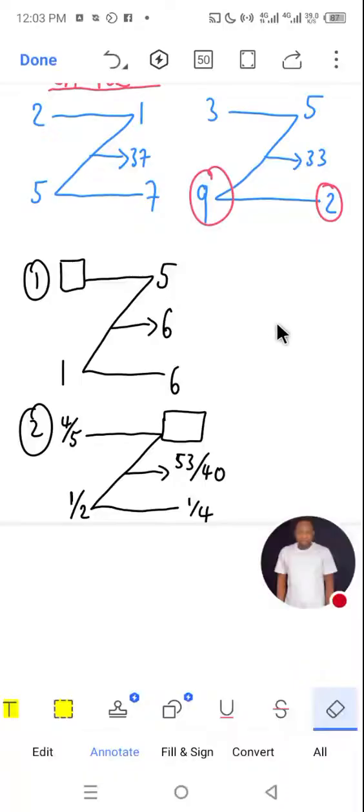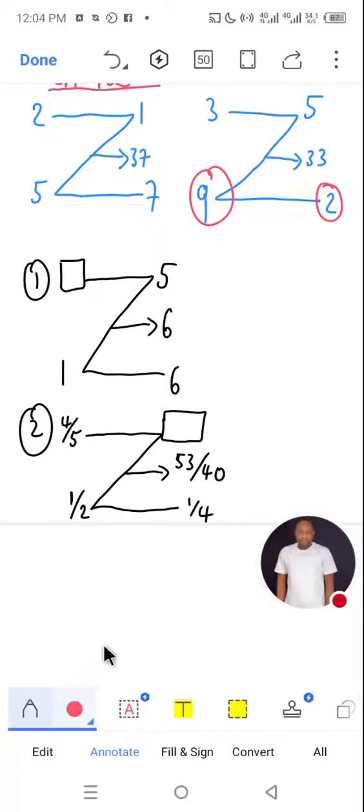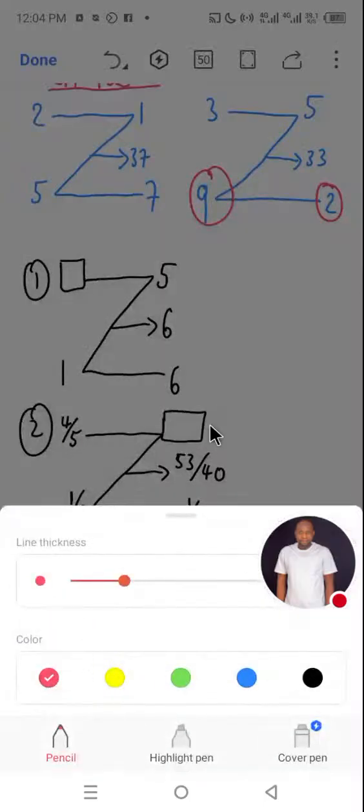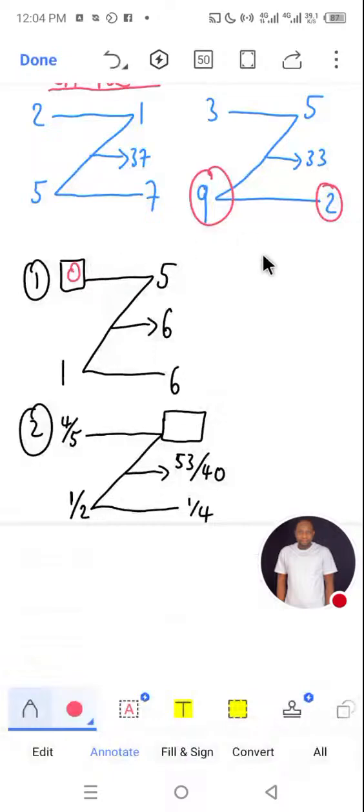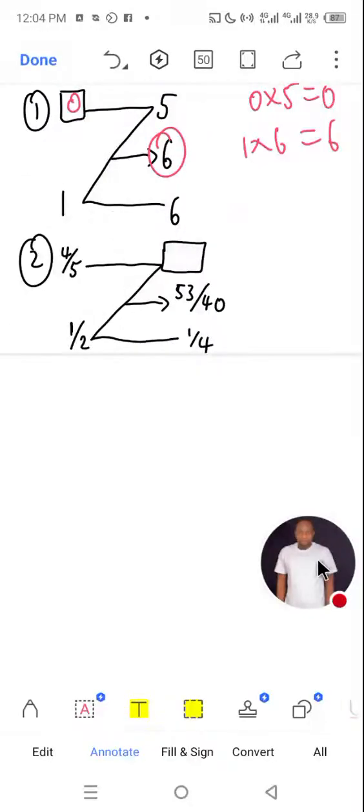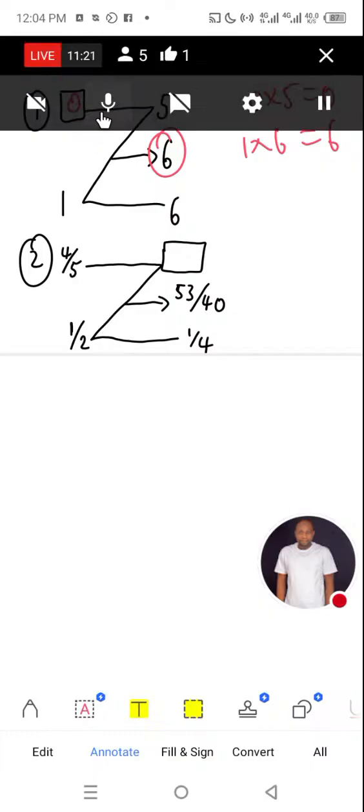Number 1 is 0. Are you sure number 1 is 0? Who else is going to give us the answer? If you put 0 here, I think you are right. 0 times 5 is 0, and then 1 times 6 is 6. So 6 plus 0 is 6. That is correct. Number 1 is 0. Okay, let's go to number 2. Anybody helping us with that?